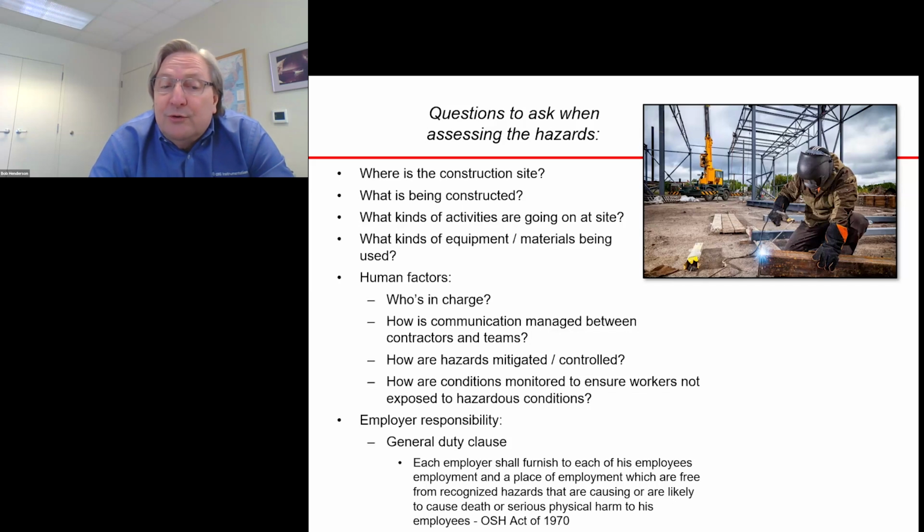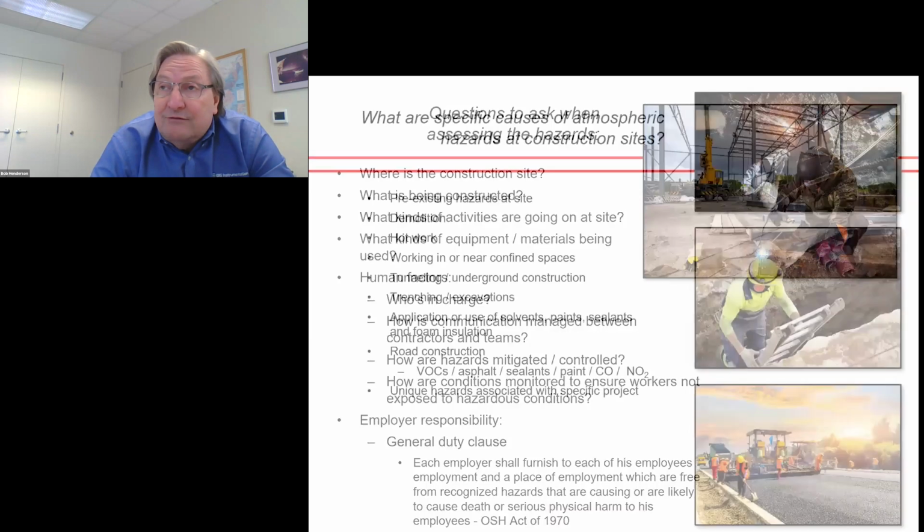you have the general duty clause that is always applicable. The general duty clause for employers states that each employer shall furnish to each of his employees employment and a place of employment which is free from recognized hazards that are causing or are likely to cause death or serious physical harm to his employees. So that's an unavoidable obligation. You have to create a workplace that is safe for employees. It's your job as an employer to ensure their safety.